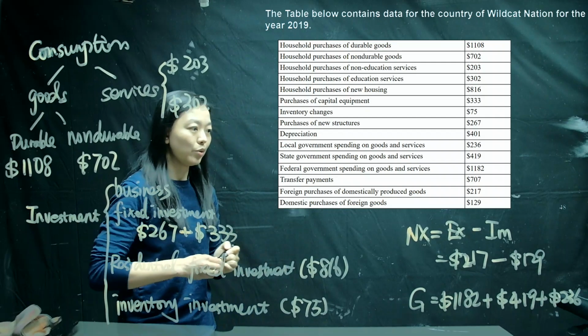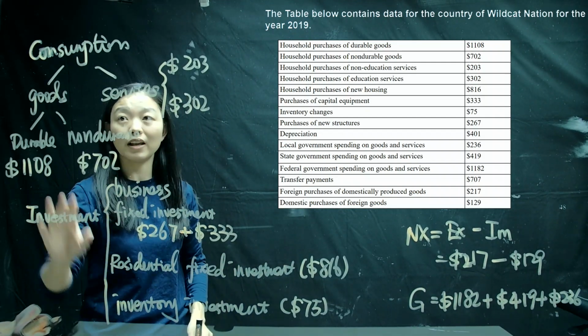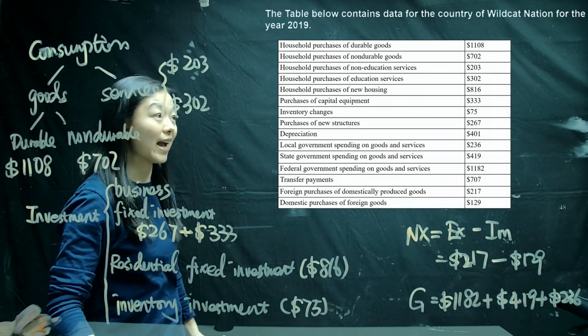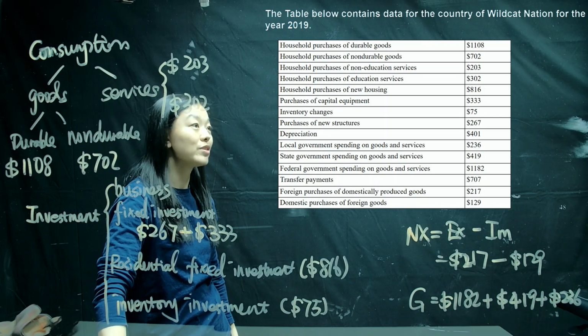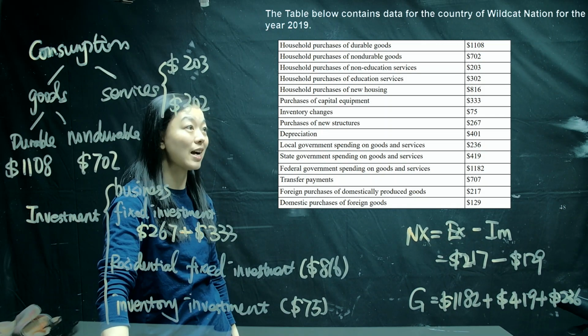Finally, you will get the four components of GDP, and then you can sum all those four components to get the GDP. So this is the way that we can solve this type of question.